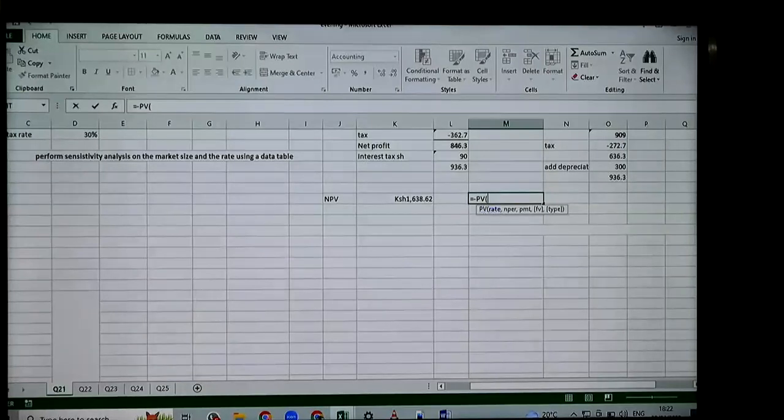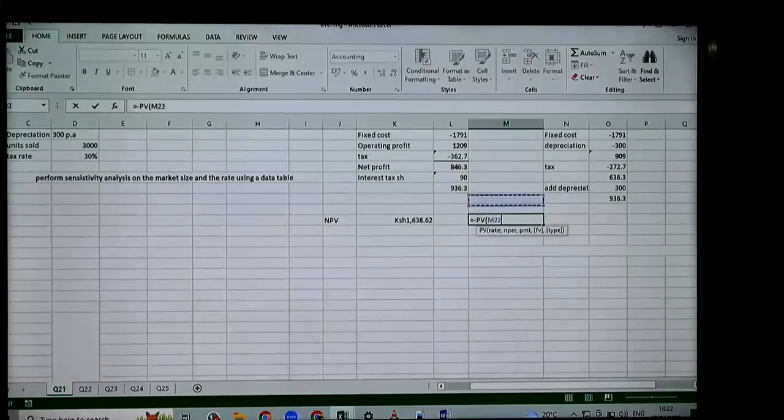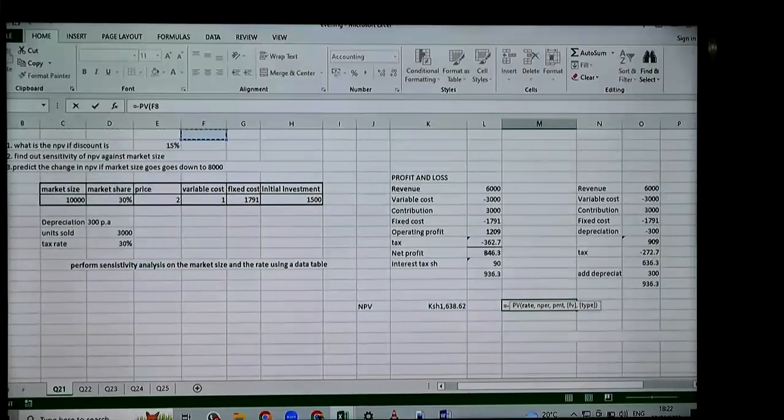So the rate here will be the 15%. So I'll go to 15%. Goes up here. I press comma. You can follow from here. You can see we've been asked the number of periods. I see the project had 5 years, so it's 5, comma. So our periodic payments will be our project cash flows after we've done the profit and loss statement. So our project cash flows are these ones here.